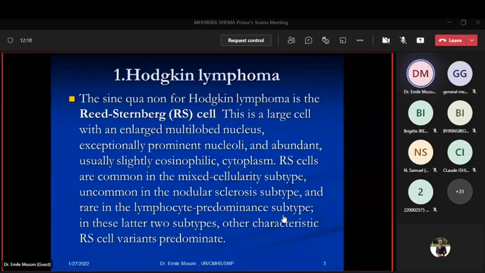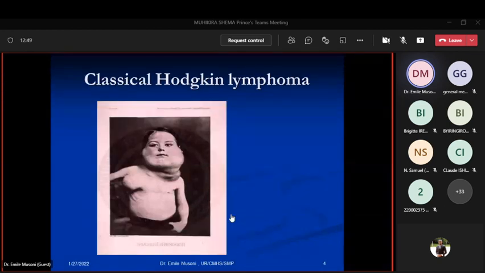So the Reed-Sternberg cells are common in the mixed cellularity subtype, we're going to see them, and uncommon in the nodular sclerosis subtype, and they are in the lymphocyte predominant subtype. These two subtypes have other characteristic Reed-Sternberg variants. So, for example, this one classically, you can see a patient suffering from lymphoma. This is an enlarged lymph node.